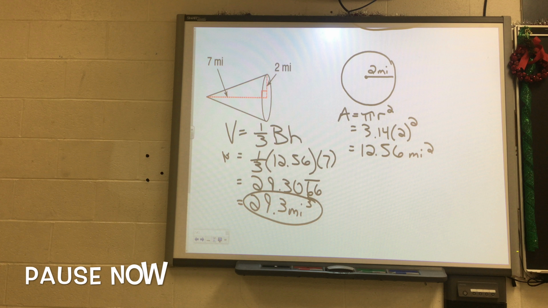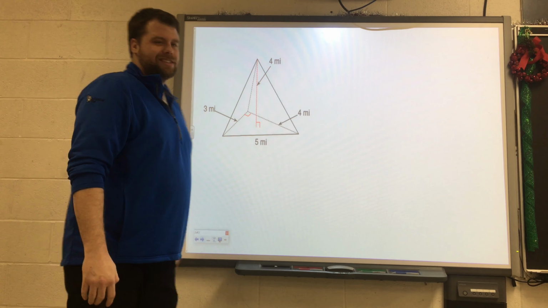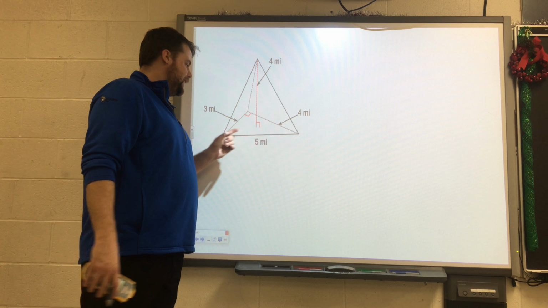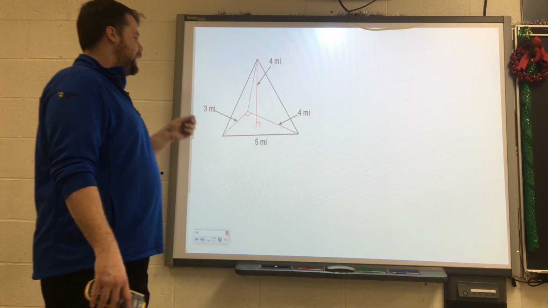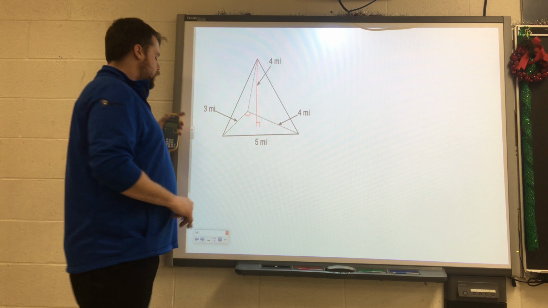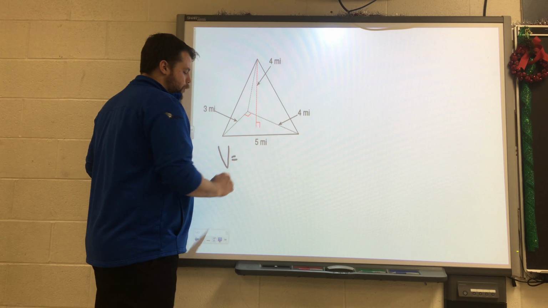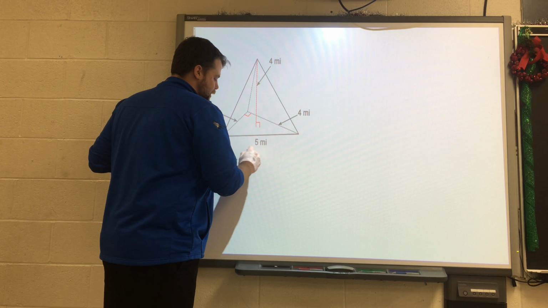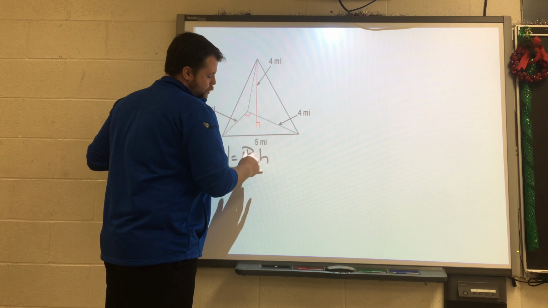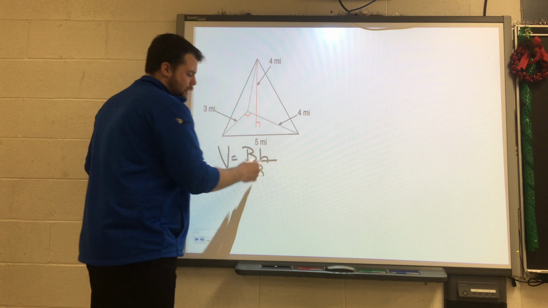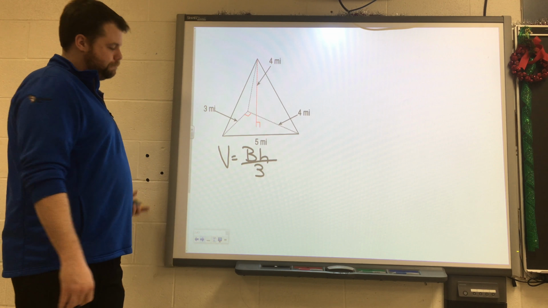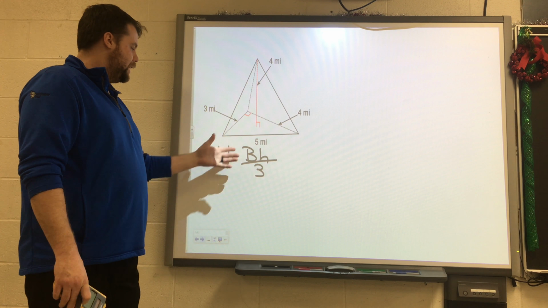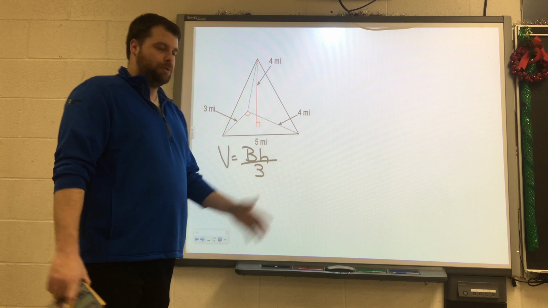All right, next example here. We got a pyramid. And the base of this pyramid is a triangle. So this is a triangular pyramid. Okay, so first of all, if I want to find the volume, instead of writing 1/3 B times H, area of the base times the height, I'm going to write area of the base times the height, and then just divide it by 3. So I remember to do it that way. You can do either or, but this one might be better, just so you remember to take these two, multiply them, and then divide by 3.